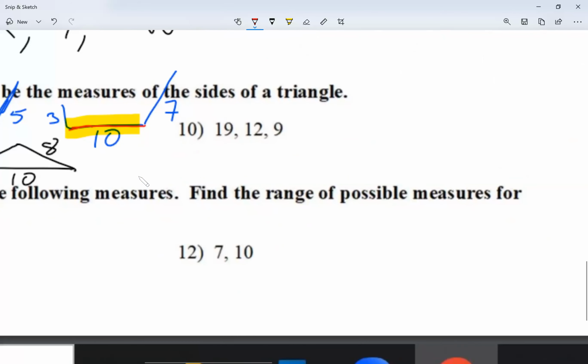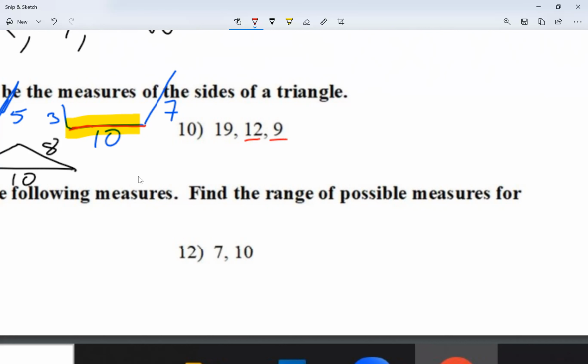What about number 10? Let me identify the two small numbers. Again, it's 12 and 9 in this case. Now, I'm not going to tell you the big side's always listed first. No, no, no. They're not in any order given. The big side could be the second number. The big side could be the third number. You know how to compare numbers.